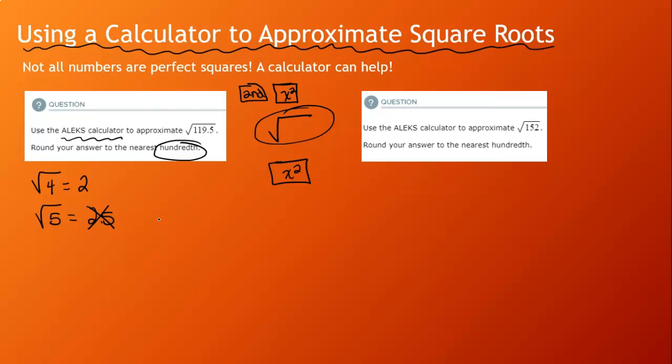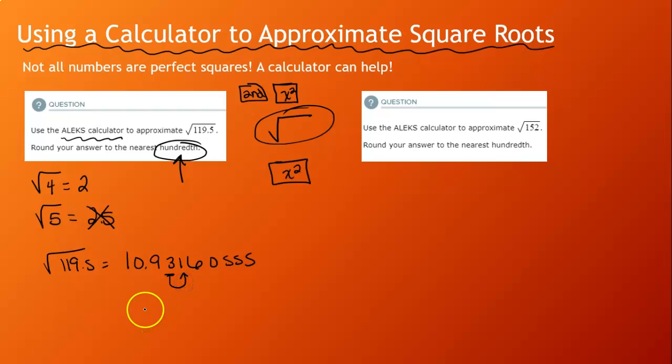So I'm going to put in 119.5 for the square root, and notice I take the little hat off. That gives me 10.931605555. But I don't want all these numbers, that's not convenient. I want to round to the nearest hundredth place. The hundredth place is your second decimal place, so not the 9, but the 3.